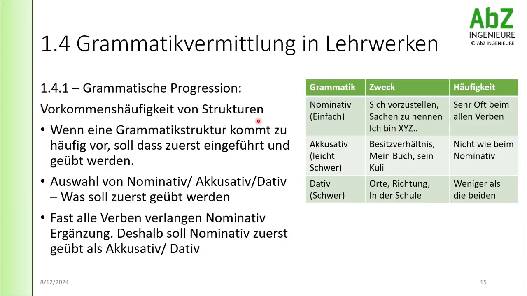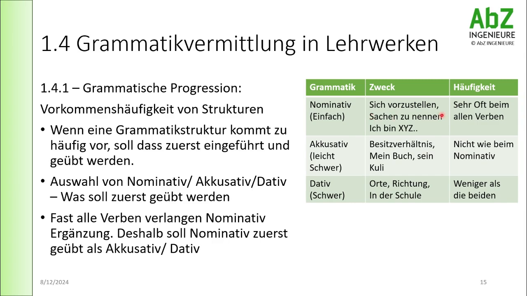So first, Vorkommenshäufigkeit von Strukturen. This has been explained with a simple example. When a grammatical structure comes very often, then that should be practiced and introduced first. So in this case, nominative. Nominative is the subject form. So it is like ich bin, ich, etc. Most of the time when you are being asked to tell about yourself, the nominative form always comes. It's a person, so ich, du, etc.